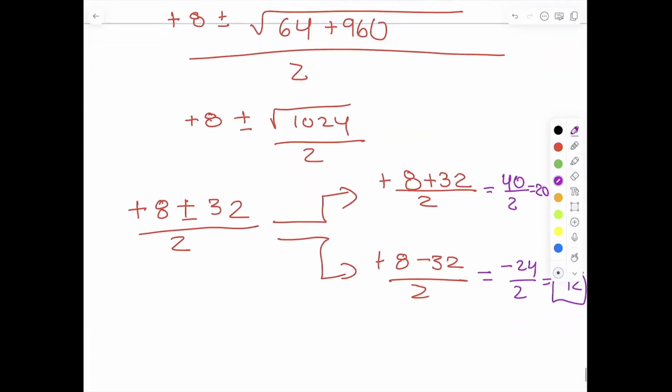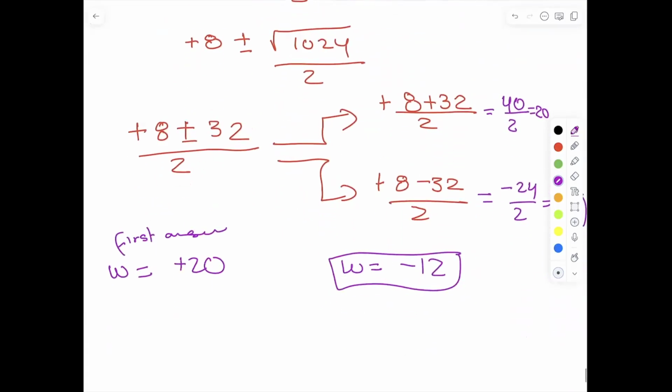Now, I have two answers. My first answer is +20 for width. And then my second answer is -12. Which of these two answers is valid? And explain why.